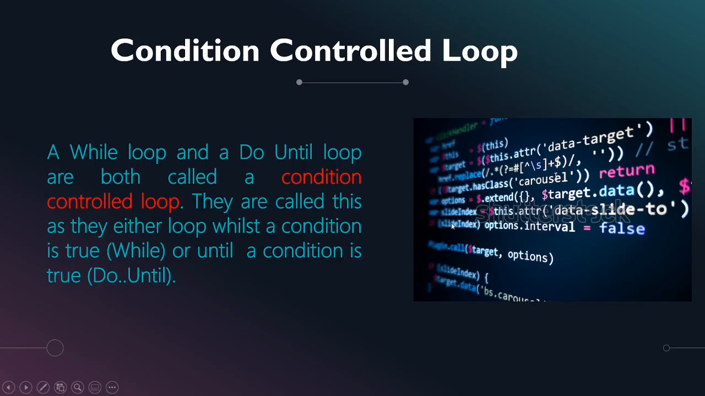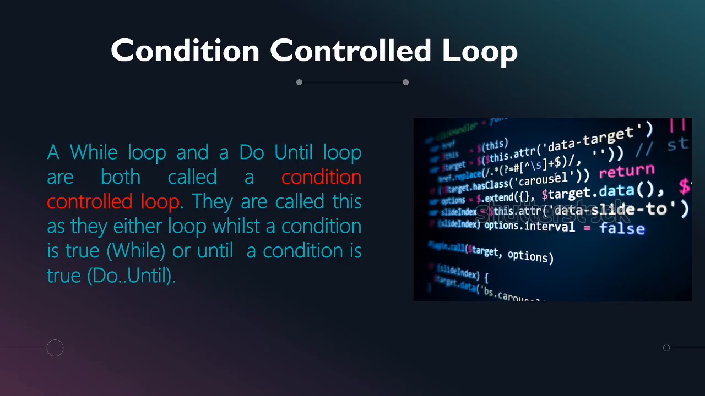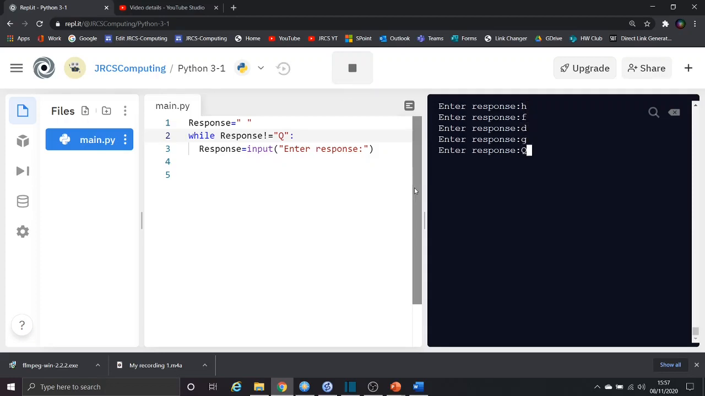Now, this is called a condition controlled loop because it loops on a condition. Now, there is something called a do until loop. Now, it doesn't exist in Python. So let's just delete that and keep this simple, okay? So that's just going to ask them to enter responses until they enter uppercase Q. Right, so that's just going to do that.